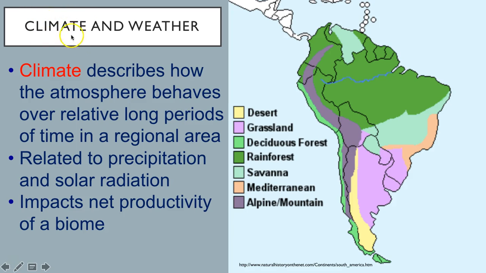Let's take a moment to define climate and weather. Climate describes how the atmosphere behaves over relatively long periods of time in a regional area. It is related to the amounts of annual precipitation and the amount and intensity of annual solar radiation. And climate impacts the net productivity of a biome.